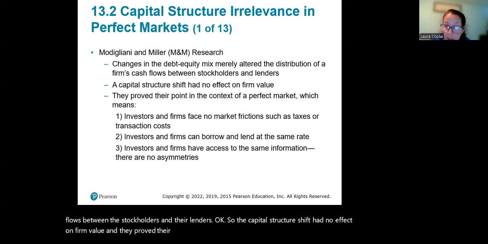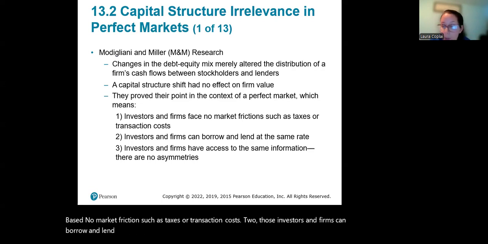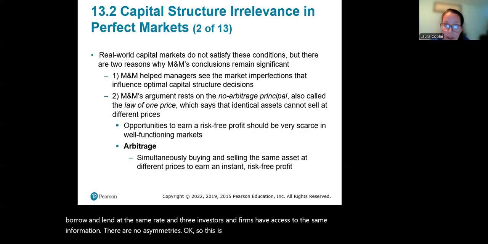So the capital structure shift had no effect on firm value, and they proved their point in the context of a perfect market, which means that one, investors and firms face no market friction such as taxes or transaction costs. Two, those investors and firms can borrow and lend at the same rate. And three, investors and firms have access to the same information. There are no asymmetries, okay? So this is capital structure irrelevance in perfect markets.